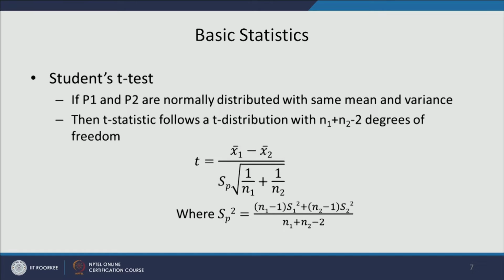You can see T can be computed as the difference between x1 bar and x2 bar divided by the pooled sample variance, and then multiplied by this factor in the square root, 1 divided by N1 plus 1 divided by N2. How the pooled sample variance is computed you can also see here. It is a weighted average of the sample variances for population 1 and population 2. You can see Sp square is N1 minus 1 times S1 square plus N2 minus 1 times S2 square, divided by N1 plus N2 minus 2.